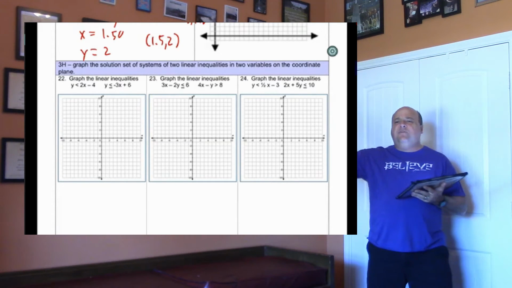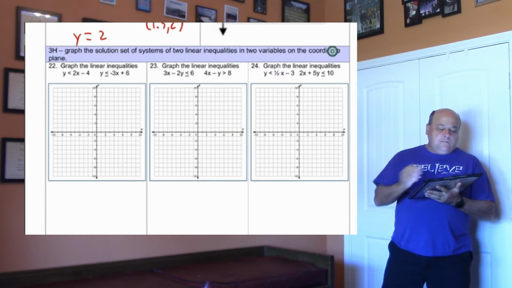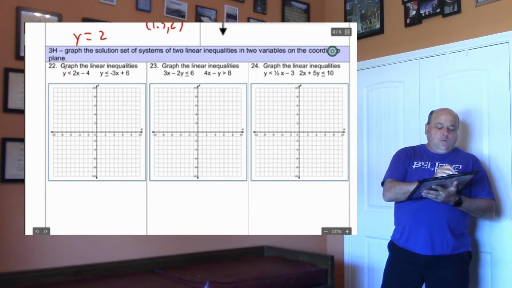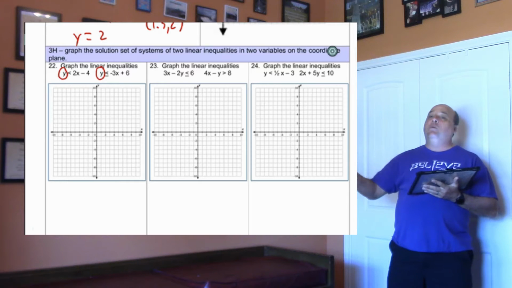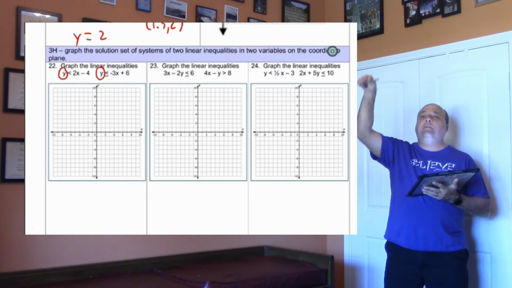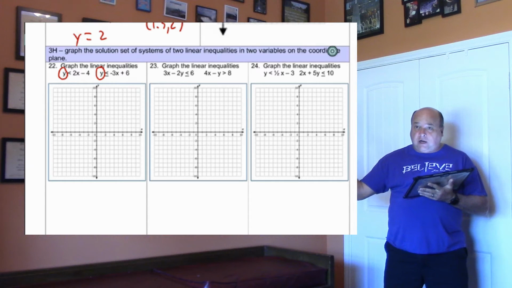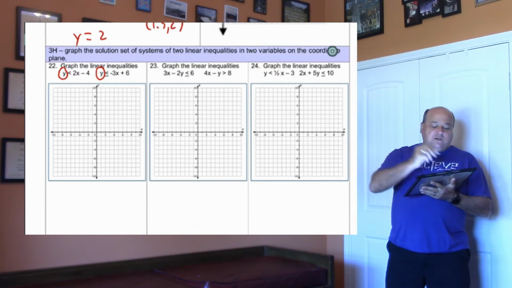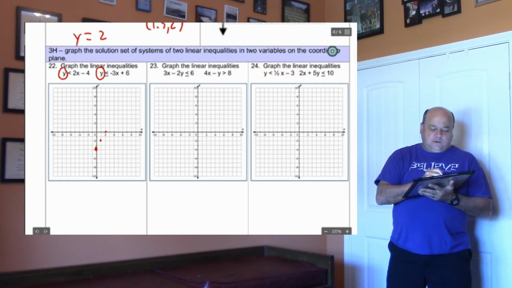F-U-N, fun. Okay, I'm just going to graph one of the equations on number 1 for you. Notice that when you graph, it's always y to the left, and the y-axis goes up and down. That's why when we shade this, we'll either shade up or we'll shade down. You will not shade left or right like you did in junior high on a number line. So I'm just going to graph the first one. It starts at -4, and my slope is 2. So I'm going to go up 2 over 1.